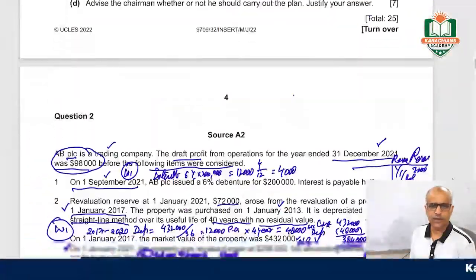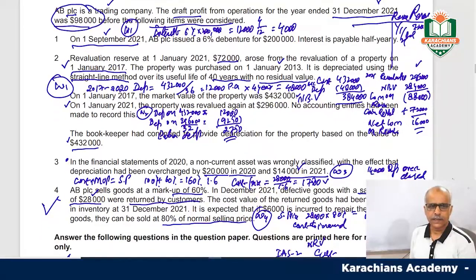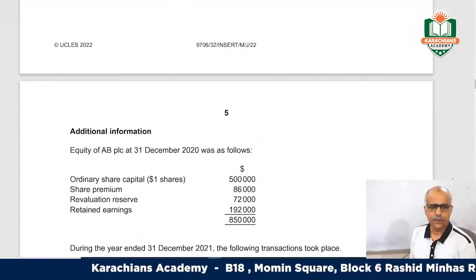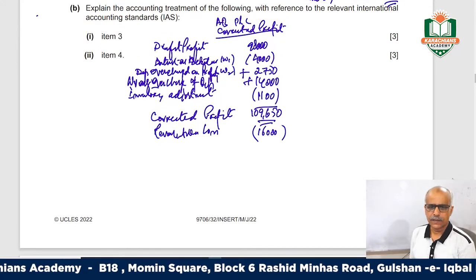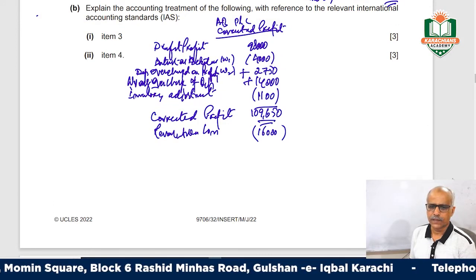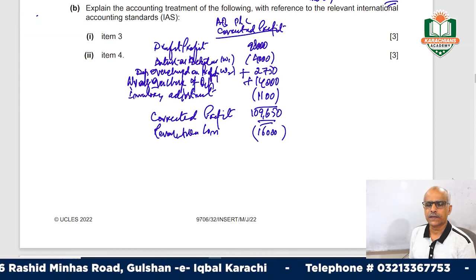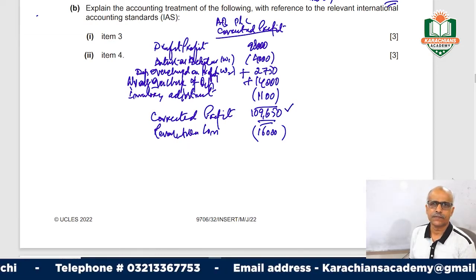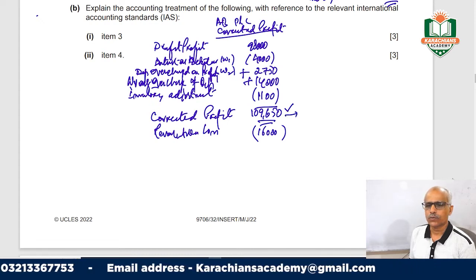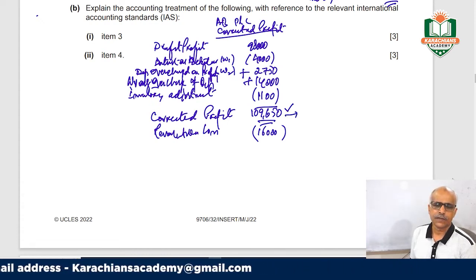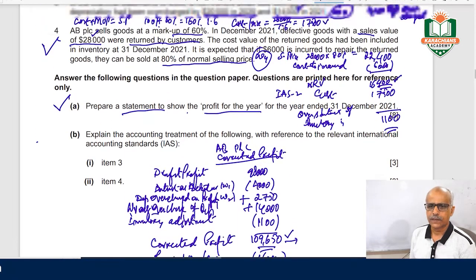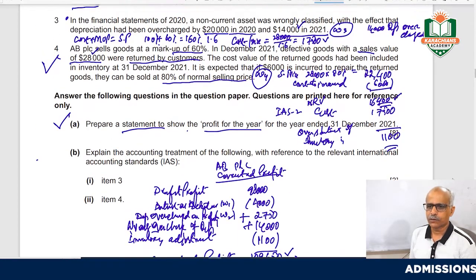These we have done already. These all of part A we have done. Now moving on to B. So in the last part we have calculated the corrected profit. The corrected profit was 109,650. So this will go to your retained earnings, if it is not paid. And also there was a loss.